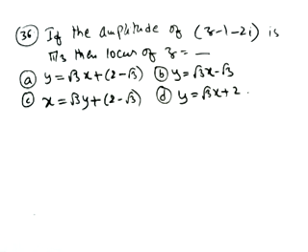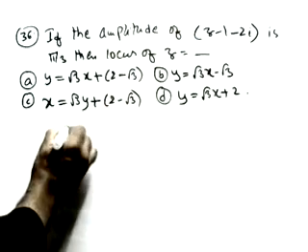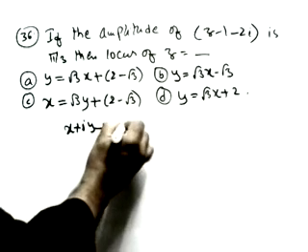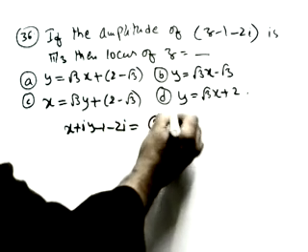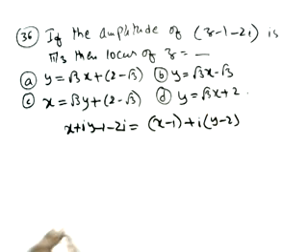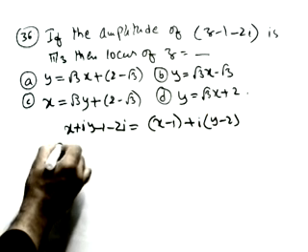Now see the next question. If the amplitude of z minus 1 minus 2i is pi by 3, that is 60 degrees, then the locus of z. What is z here? x plus iy, minus 1 minus 2i. Write the real part x minus 1, plus i into the imaginary part y minus 2.